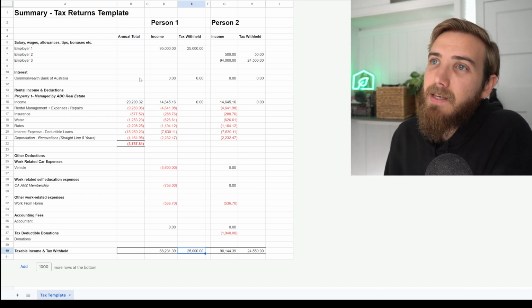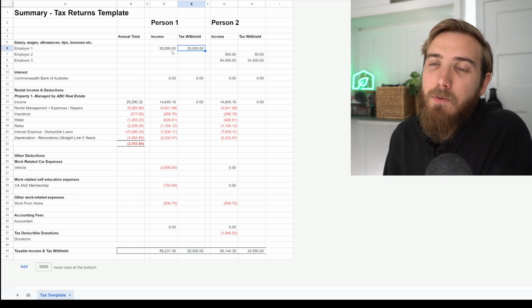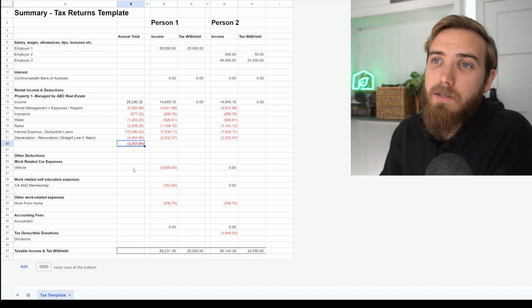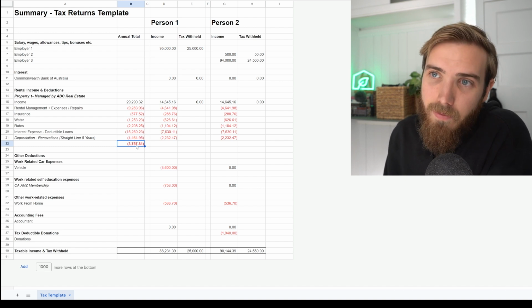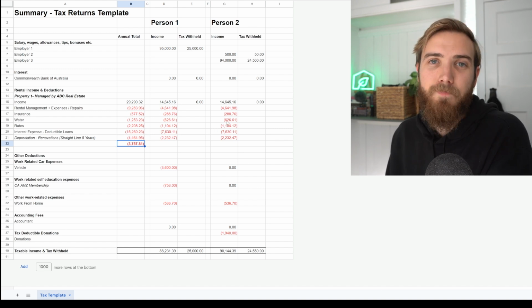Now, in this case, these individuals are likely to get a small refund as long as enough tax has been withheld in their day job. The reason is they're getting further deductions, i.e. negative gearing, because they lost money throughout the year on their investment property. And so that $3,757 is going to be split as a deduction between the two individuals.